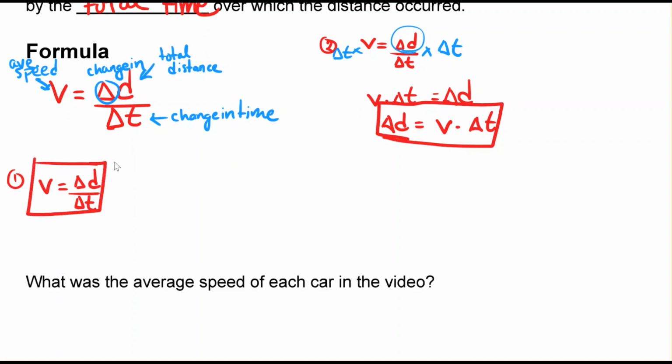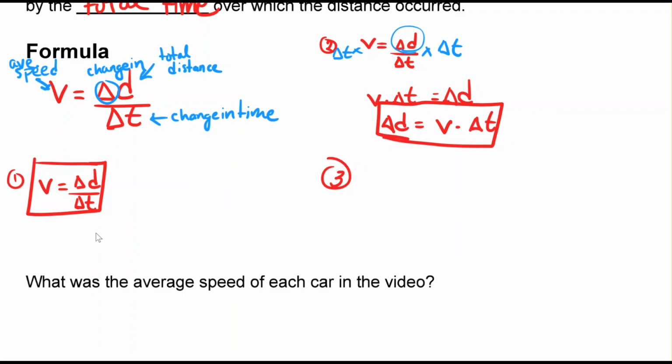Okay, so that's that one. So if we want to get average speed by itself, we'll use the first version. If we want to get the change in distance, we'll use the second version. And there's a third version, and hopefully it's not too much of a stretch. That's the version that has the only other variable that we want to look for, delta T.